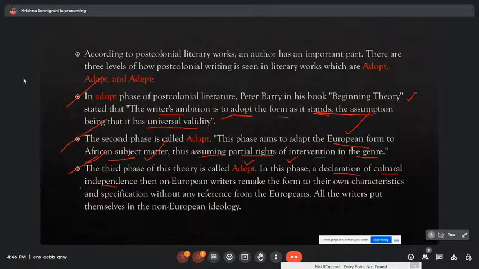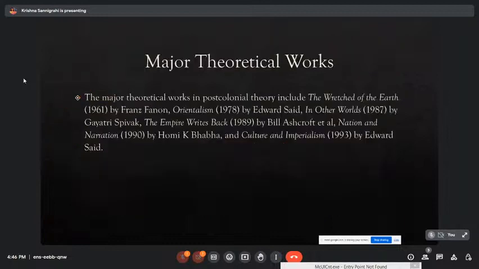So there is again a kind of independence, just the way we were discussing in gynocriticism. In the final phase, the women writers have their own autonomy. Similarly, here also the post-colonial writers are declaring a kind of cultural independence, and are not dependent on European writers, and remake the forms to their own characteristics and specifications without any reference from the Europeans. So all these writers, what are they doing? They are putting themselves in a non-European ideology, which refers to their being kind of free.